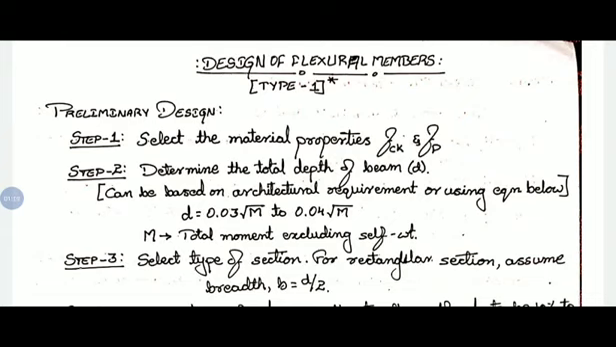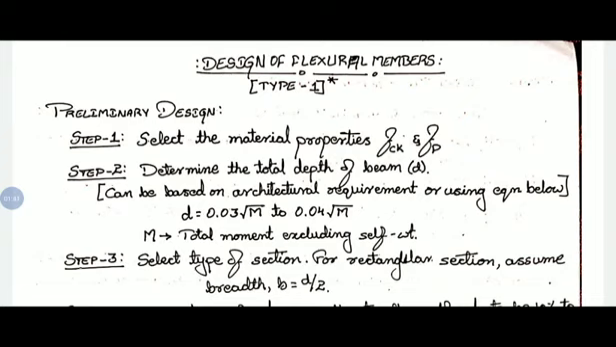In the first step, we need to select the property or characteristic strength of the material we are using. That is, the characteristic strength of concrete, and the strength of the pretensioning steel, that is FP. FCK is the characteristic strength of concrete and FP is the tensile strength of tendons that we need to select.